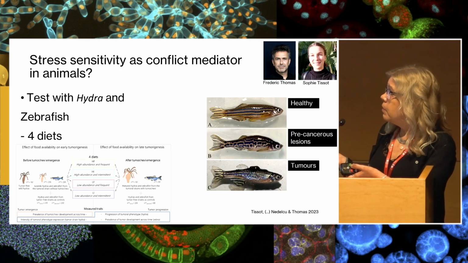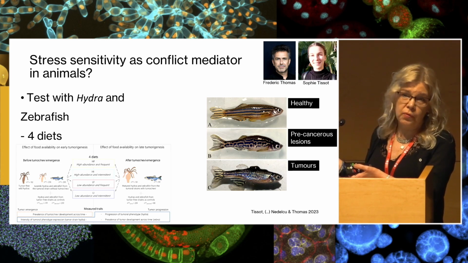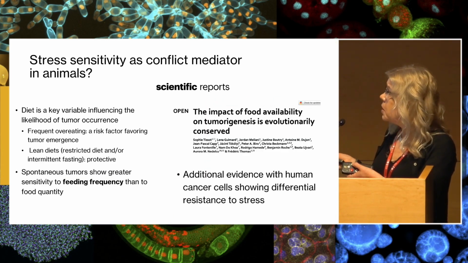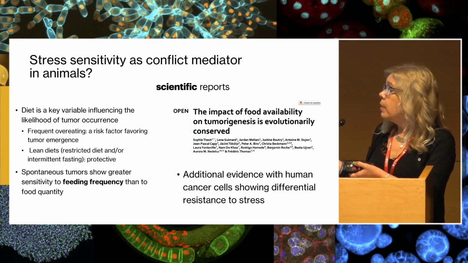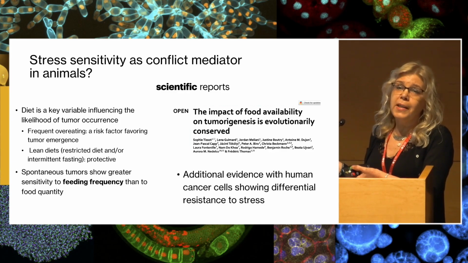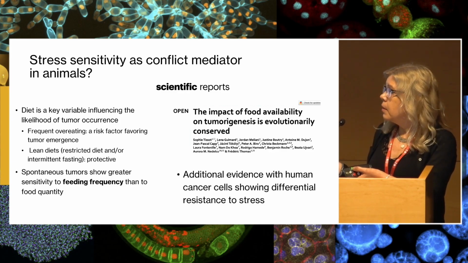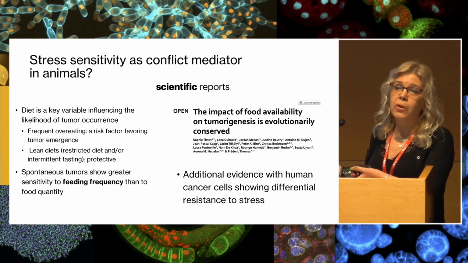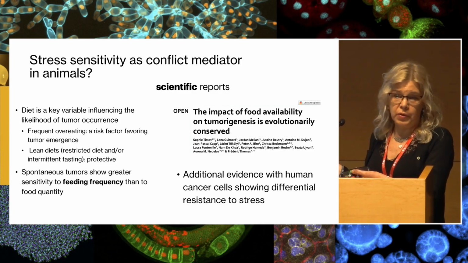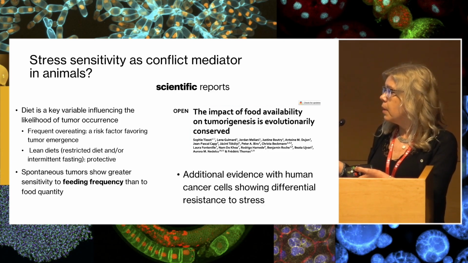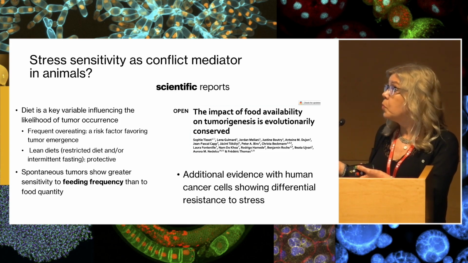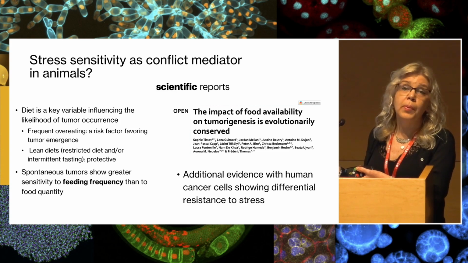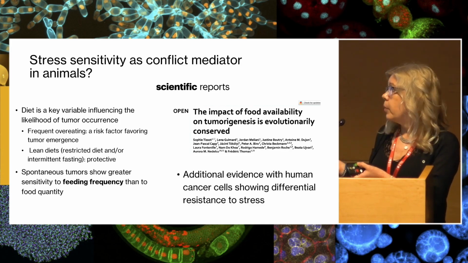And they fed them 4 diets as far as the amount of food and the frequency. And as expected, they found that frequently overeating is more of a risk. Actually, if they used a low-frequency feeding and a lean diet, they could inhibit completely the emergence of tumors. If they allow the tumors to arise and then they changed the diet, then they could decrease or slow the progression of tumors. But you can actually prevent the tumor emergence by playing with the amount of food and the frequency of food.